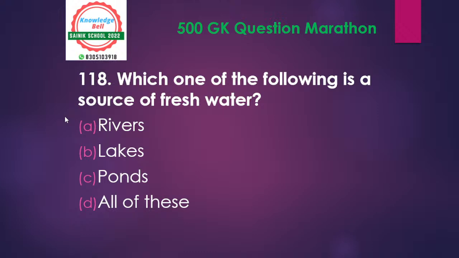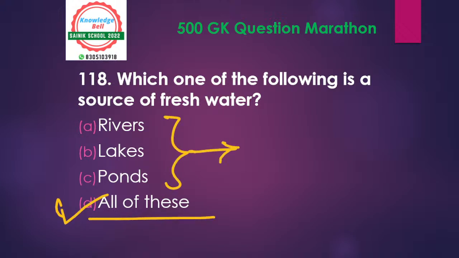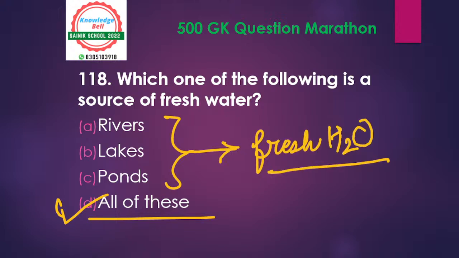Correctly answered. Good, all of you. The right answer for the question is option D. All of them are the sources of fresh water. River, ponds, lakes, सभी में हमको क्या देखने मिलता है? In most of the lakes, the water is fresh water. So fresh water will be the correct answer.